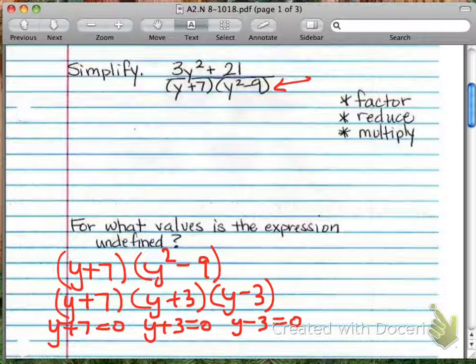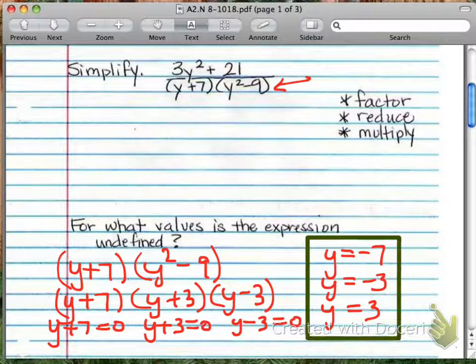So then the values that are going to make this equal to 0 on the bottom are what? -7, -3, and 3. So y equals -7, y equals -3, and y equals +3. So those are your three values that will make that equal to 0 on the bottom. Once it's 0 on the bottom, that means you have an undefined situation there.